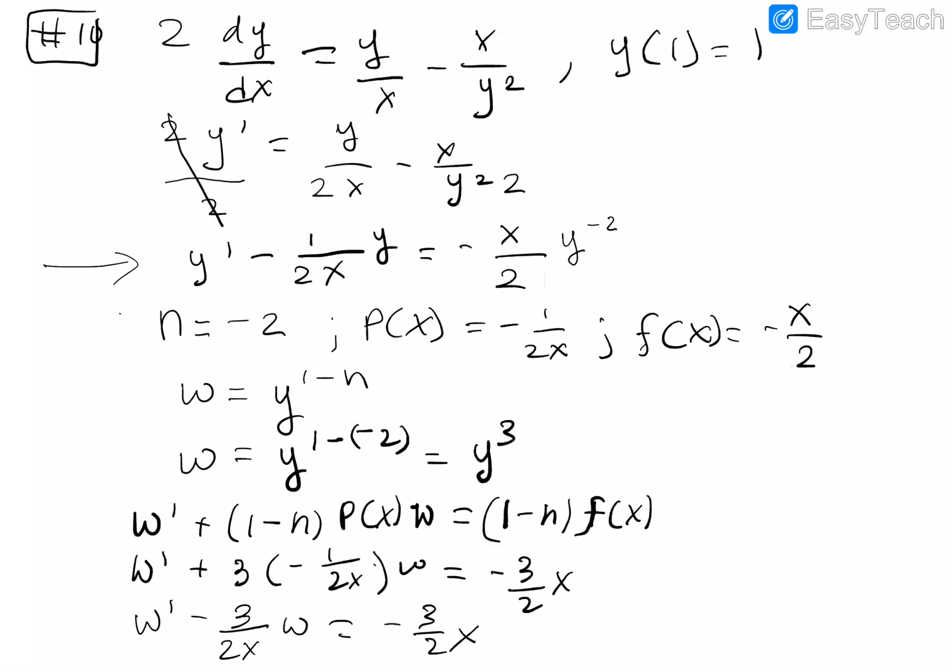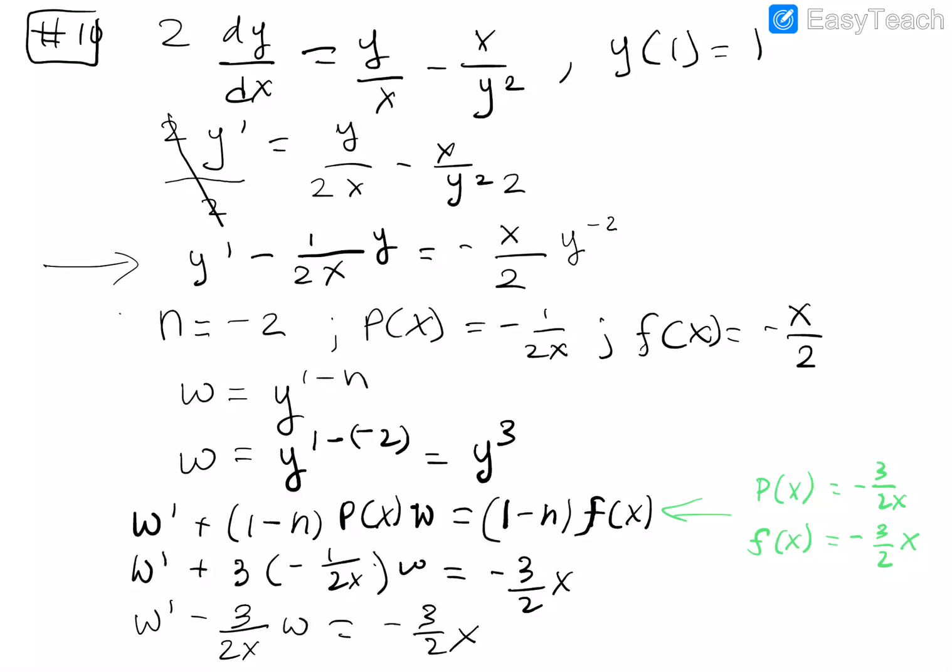Okay. So, our new information is going to come out of this equation, right? And our new p of x will equal negative 3/2 over x. Our new f of x will equal negative 3/2 times x.